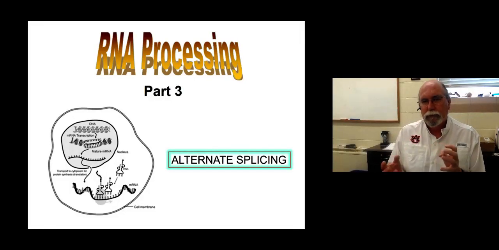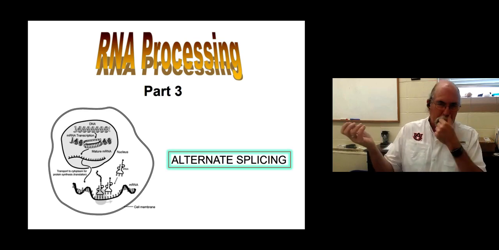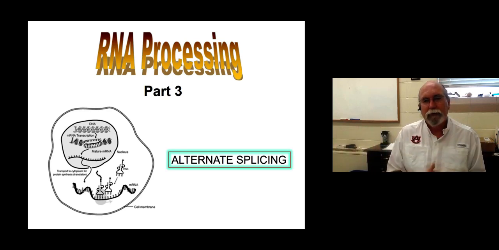Okay, we walked through the three big processes that are involved in taking heterogeneous RNA and maturing it to what we call full mRNA. We talked about capping, we talked about the poly A tail, and we talked about spliceosomes and the splicing process. Now I want to talk a little bit about what can happen, both in a positive way and sometimes in a negative way, relative to splicing.